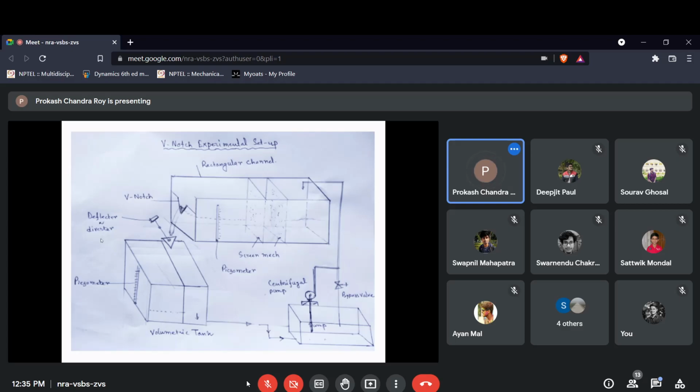So, understood? Yes, sir. Okay. In this case, your measurement parameter is basically two heights only.